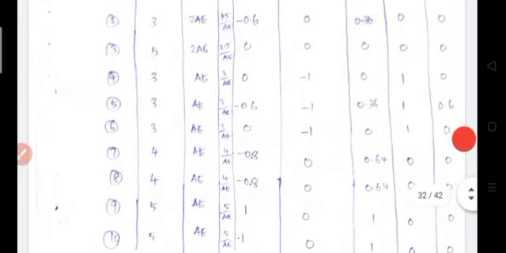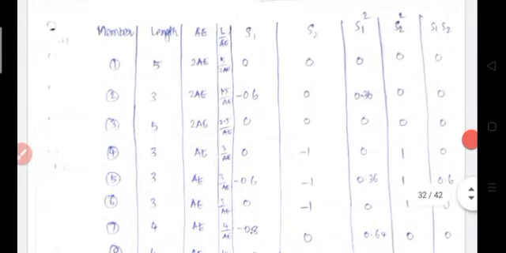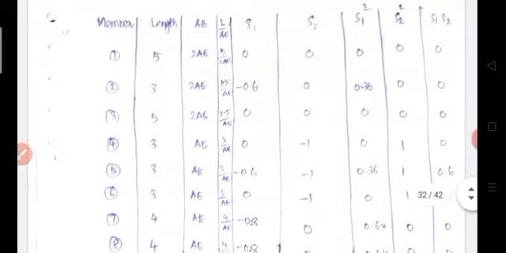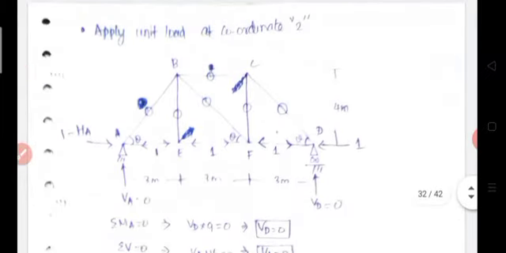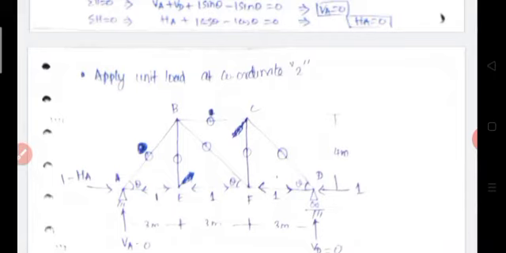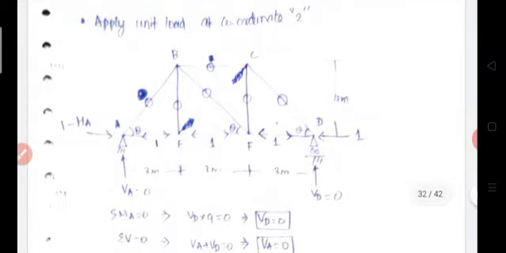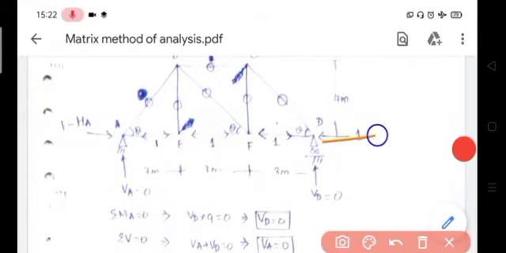So for all the 10 members, first we should write the length of each and every member, then write the axial rigidity AE, then the L by A value, then the S1 value we found, then the S2 value. So S2 value is determined by applying unit load at coordinate direction 2. Okay. In the primary structure we should apply unit force along second coordinate.